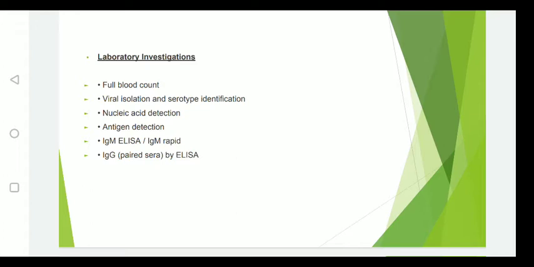Then the second one is viral isolation and serotype identification. The third one is nucleic acid detection of the virus. Then the next one is antigen detection or the IgM rapid test, which we can do with the help of one card, a card tester. The next one is IgG paired sera by the ELISA test. The main laboratory investigation for dengue fever is analyzing the platelet count. In the dengue condition, the platelet count decreases.